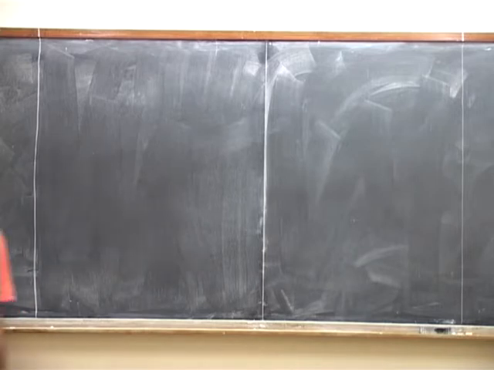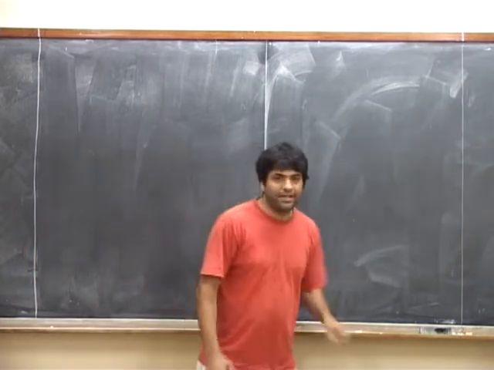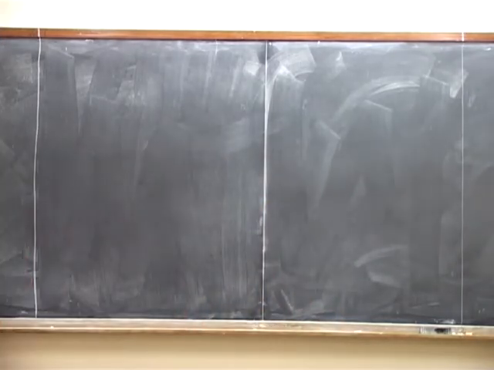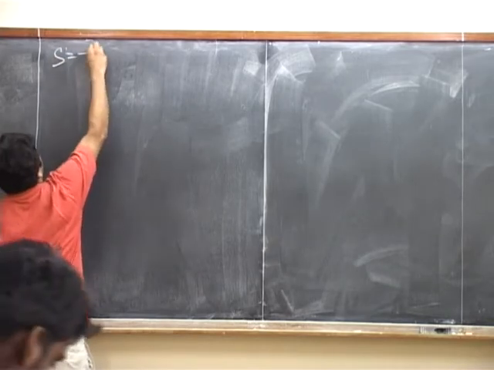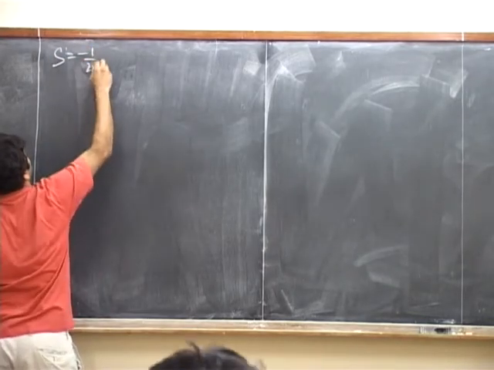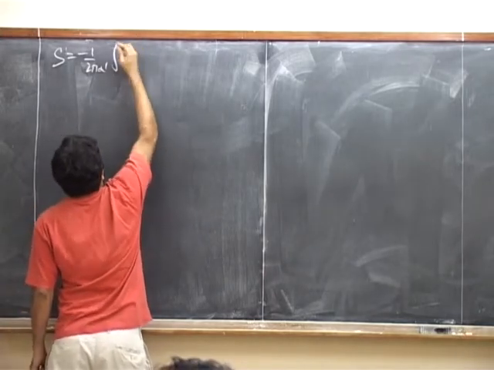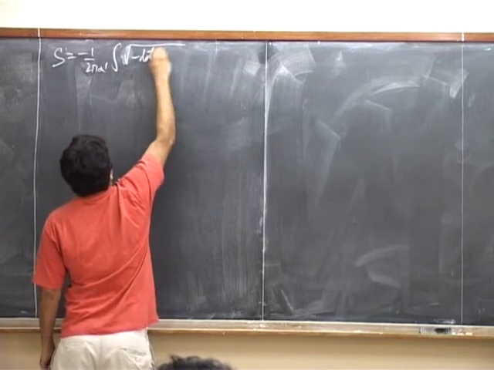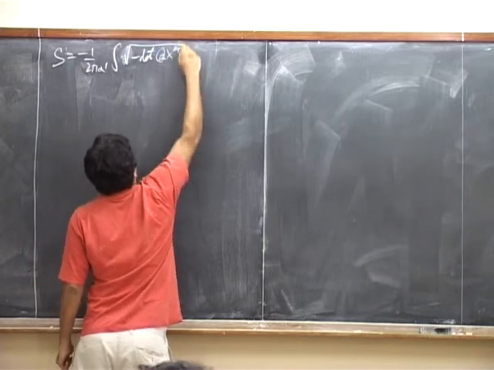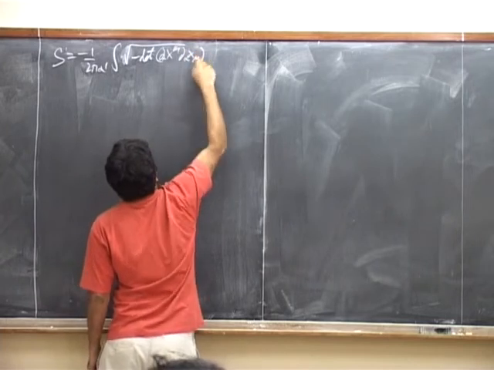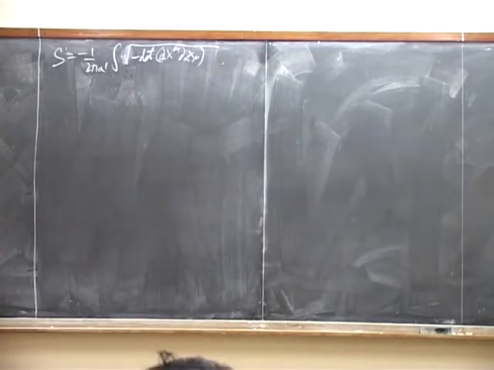Okay, so the first question we should ask is, how do you know what is the correct sign of the action? Just starting with the first action, which by the way has a name, it's called the Nambu-Goto action. So remember we said that the action was equal to minus 1 by 2 pi alpha prime times the integral of the determinant, square root of minus del alpha x mu del alpha x mu. That was the action.